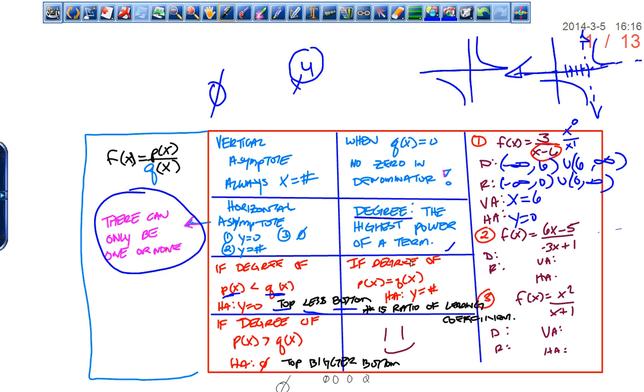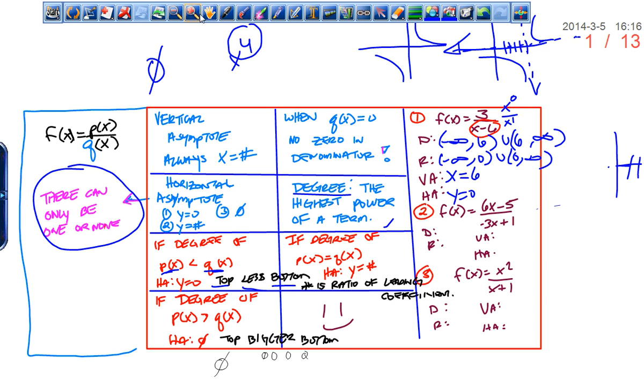Cool? All right, my second one. All the other stuff is applicable here. My second example has negative 3x plus 1. If I want to figure out where the vertical asymptote is, just set the bottom equal to 0, or think about what number times negative 3, plus 1, gives me 0. That's going to be x equals 1/3. So my domain is everything but 1/3: negative infinity to 1/3, union 1/3 to infinity.